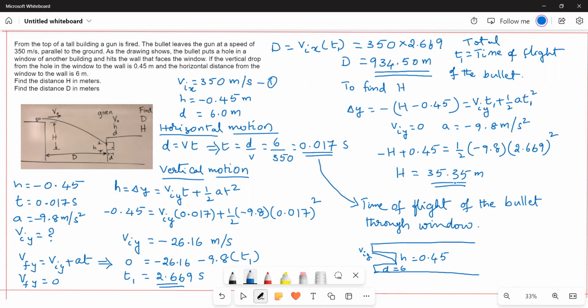I hope you understood the intricacies of the problem. Just remember the time of flight of the bullet, and that it has some vertical velocity while entering the window, but at the time of projection it has 0 initial velocity along the vertical direction. It is projected only with the horizontal velocity initially. If you remember that, it is easy to solve the problem.